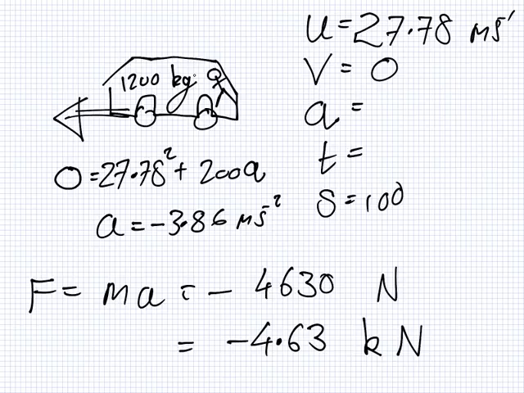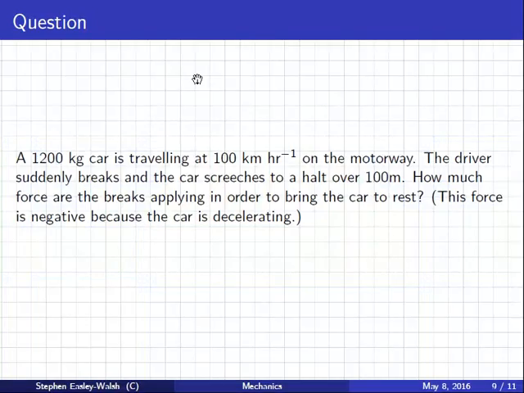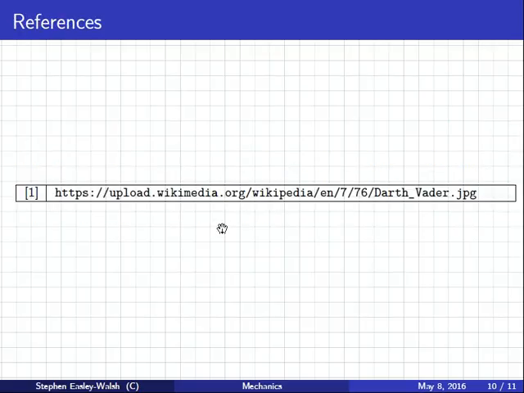Okay, Iyad, do you have this? Yeah? Okay. Mahmoud, not Mutada. Mahmoud. Right. The force is negative because the car is decelerating. Yeah? Going back, yeah.